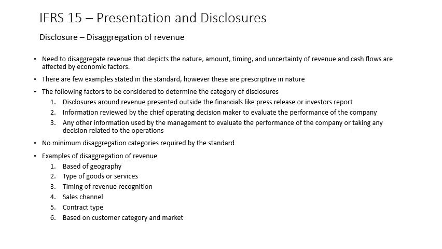Now, there are a few examples prescribed by the standard, but these are examples. There are no minimum disaggregation categories required by the standard. Each entity, depending on the kind of businesses it deals in, needs to determine what disaggregation of revenue they would disclose in the financials. Some of the examples stated in the standard are disaggregation based on geography, type of good or service, timing of revenue recognition, sales channels, the contract type they enter into with the customer, and the customer category and the market of operations.